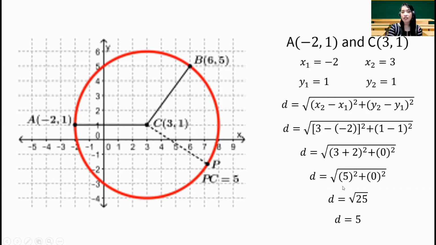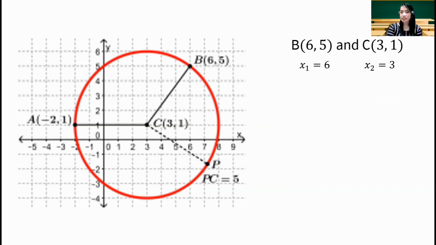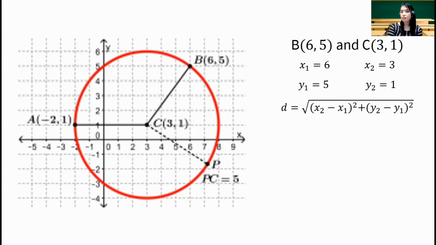Same with the distance given point P to C, the distance is 5 units. How about the distance of point B to C? Given their coordinates, x sub 1 is 6, x sub 2 is 3, y sub 1 is 5, and y sub 2 is 1. By substituting the coordinates in the distance formula, we have d is equal to the square root of the quantity 3 minus 6 squared plus 1 minus 5 squared.